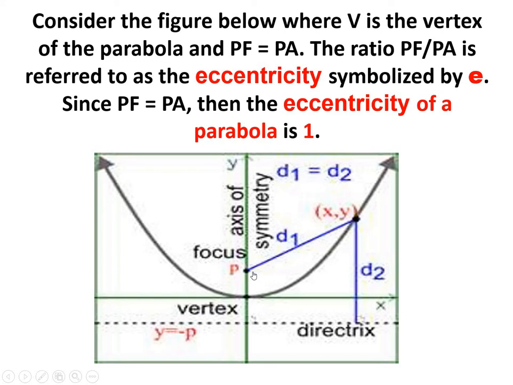And take note that this d1 and this d2 is the distance from that point to the focus and that point to the directrix. Their ratio must be equal to 1. That is called the eccentricity of the parabola.